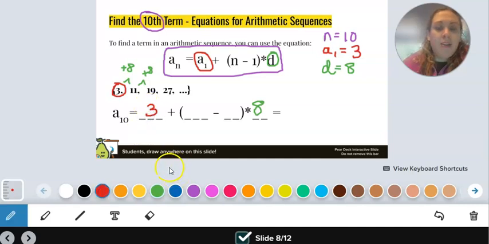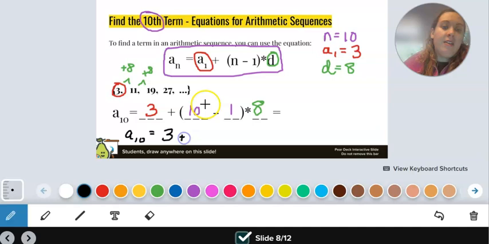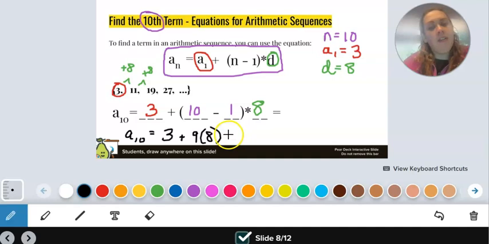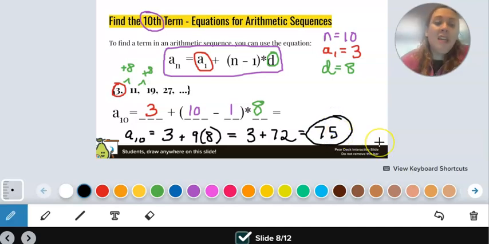Our first value is 3, and then we have our n, which is 10 minus 1. Beautiful. So a sub 10 is 3 plus 10 minus 1 gets us 9 times 8. That's our common difference. Order of operations tells us to do multiplication first. 9 times 8 is 72. And 3 plus 72 is 75. So if we keep adding 8 each time, when we get to the 10th term, we will have a value of 75.